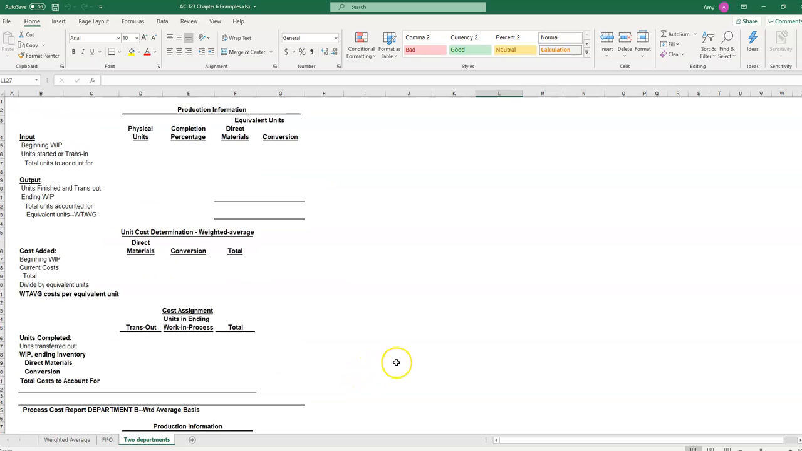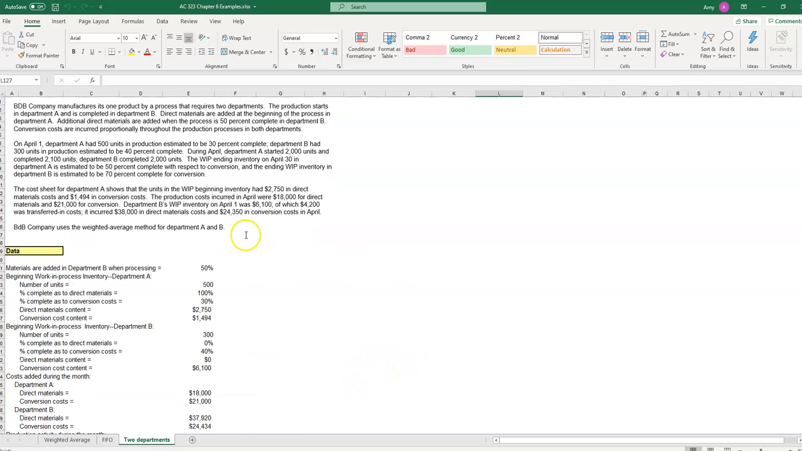In this example, we want to look at transferring from one department to another. We're going to use the weighted average equivalent units. So we have a lot of information about this company and Department A and Department B. And we want to calculate first the equivalent units for Department A, and then the equivalent units for Department B. So we're going to start with Department A.